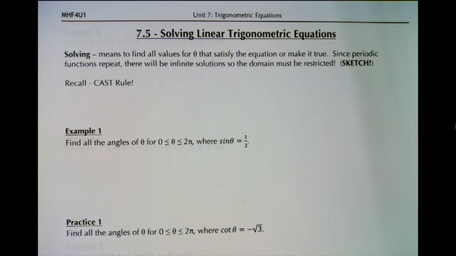So we must restrict the domain in order to get a specific number of solutions. And you'll see domain restrictions as a part of most of your trig equations that you're asked to solve. So we'll discuss that as well.